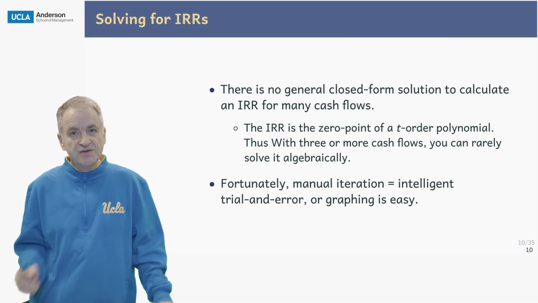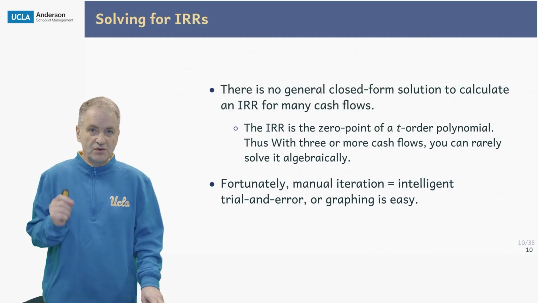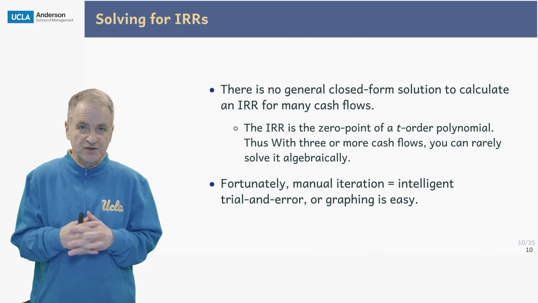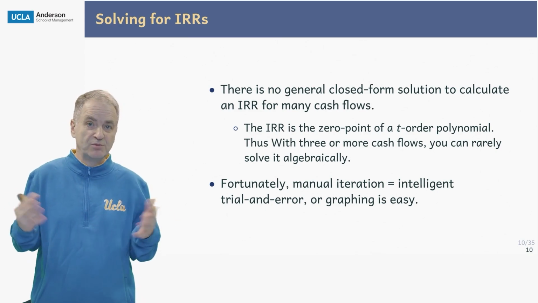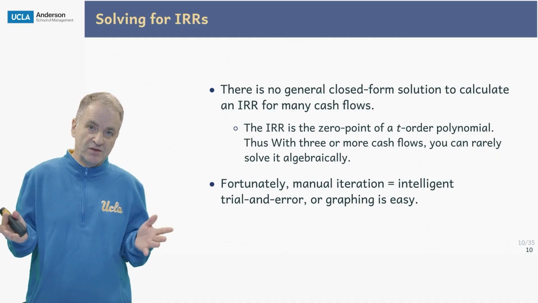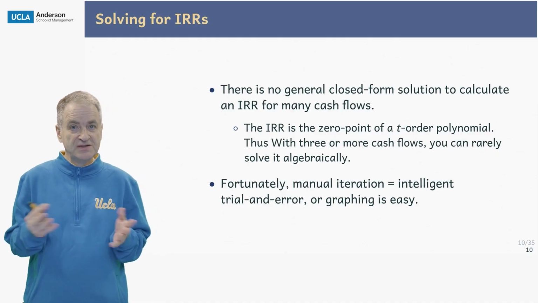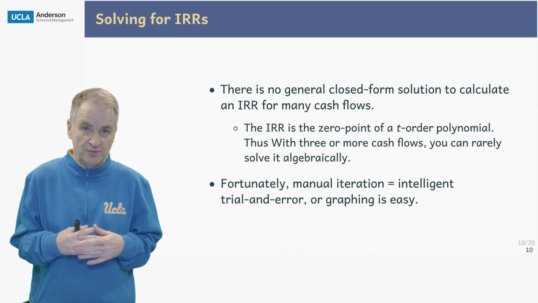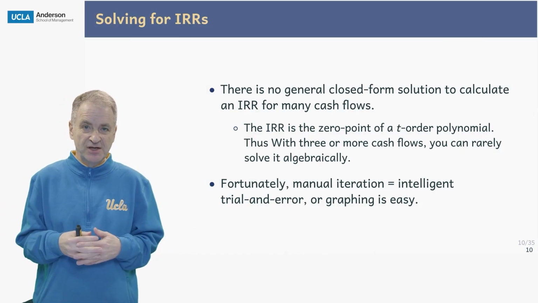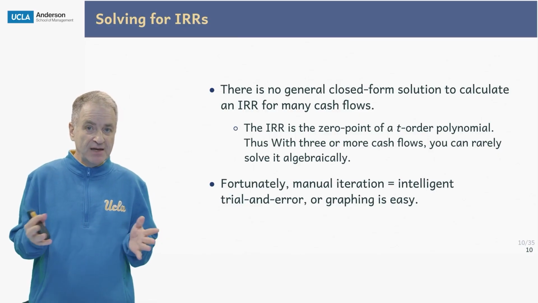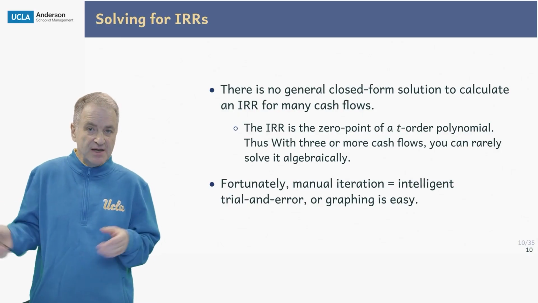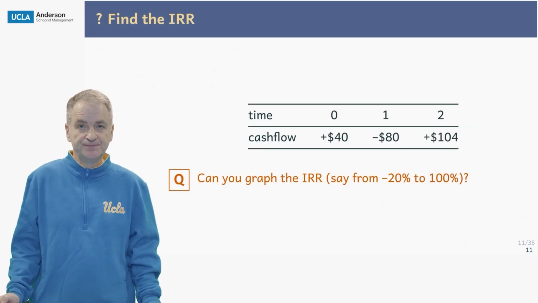In general, there's no closed form solution to calculate the internal rate of return for a project with many different cash flows. Only if you have one inflow and one outflow, but then it's the holding rate of return. And that's because, for those math nerds among you, the internal rate of return is a zero point of a t-order polynomial. Thus, with 3 or more cash flows, typically no algebraic solutions. Fortunately, manual iteration, which is just intelligent trial and error, or graphing it, you get the answer fairly easily.